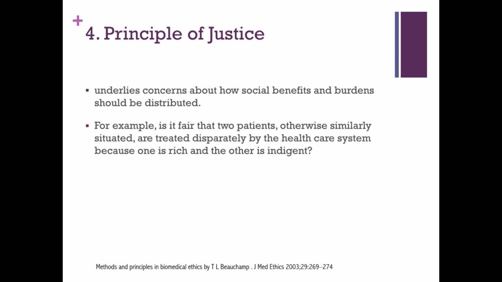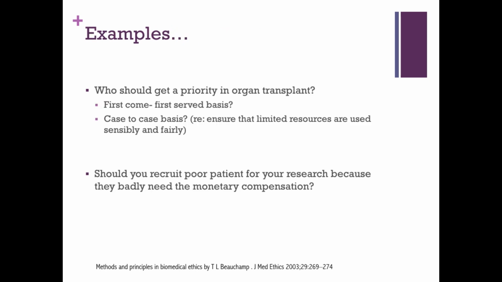For example, is it fair that two patients otherwise similarly situated are treated disparately by the healthcare system because one is rich and the other is indigent? Other examples under this principle include who should get the priority in organ transplant. Should prioritization be on a first come, first served basis or a case to case basis? So, for example, you have two patients who need kidney transplant, and you know how rare kidney donors come, right? So, on one hand, you have an elderly patient with terminal cancer who needs a kidney transplant.